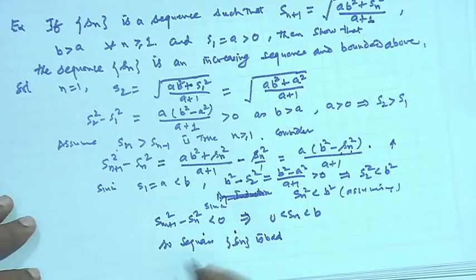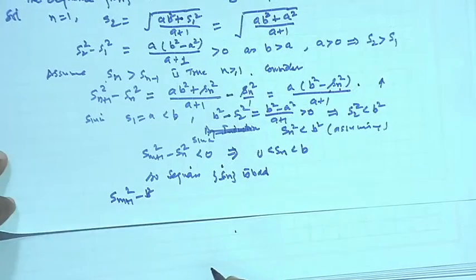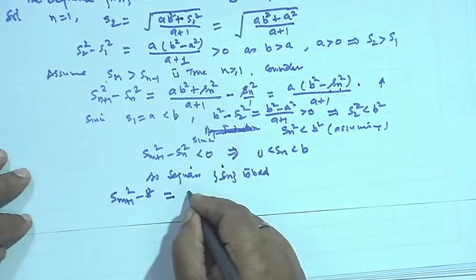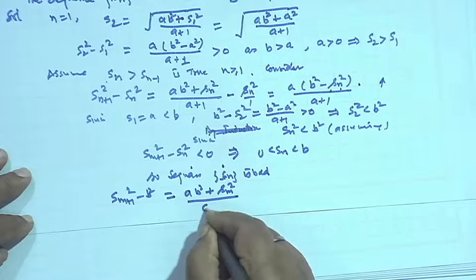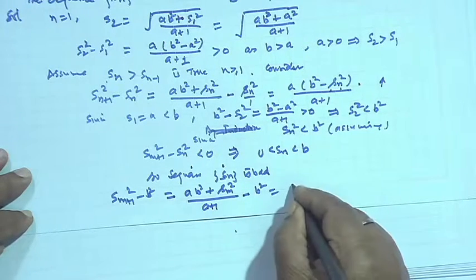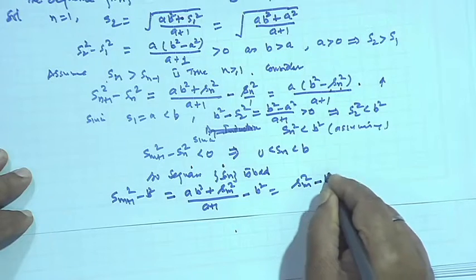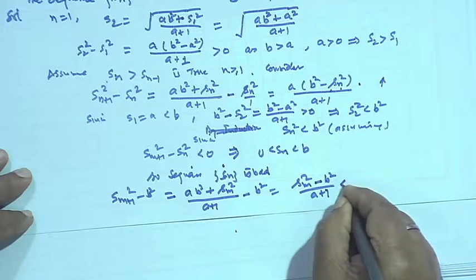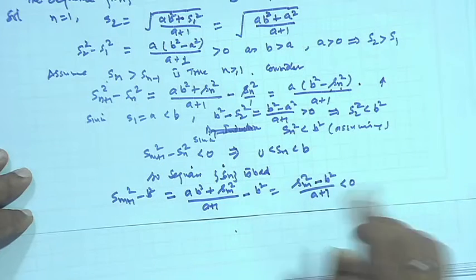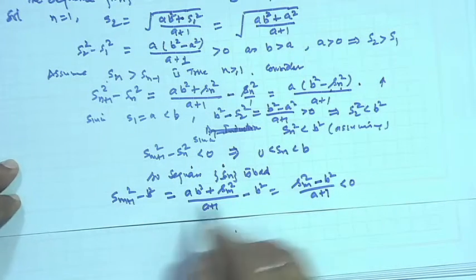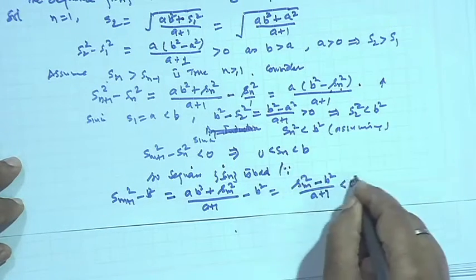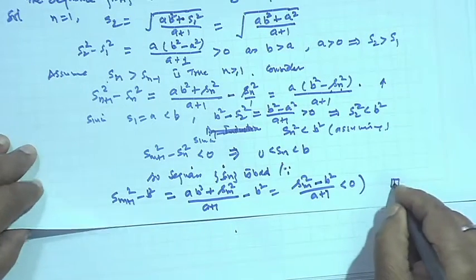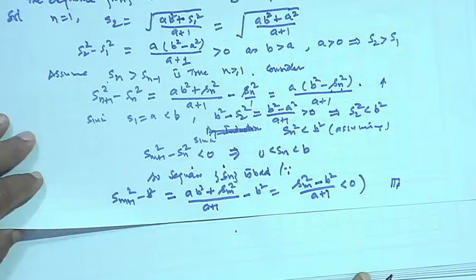In fact, we can show one more term, S(m+1) whole square minus B square. This we can prove as (AB square plus Sm square) divided by (A plus 1) minus B square, and that comes out to be (Sm square minus B square) over (A plus 1), which is negative because this Sm square is less than B square. So this will always be a bounded sequence, because of this part. Okay, so this proves it is a bounded sequence and an increasing sequence.